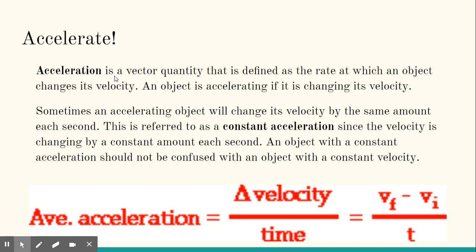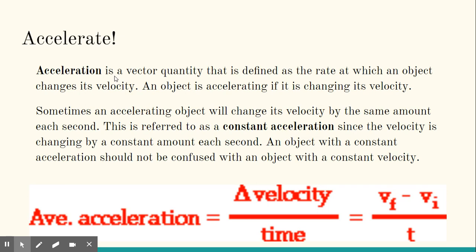Let's also talk about acceleration. This is also a vector quantity because it relates to whether you have a positive or negative change in your velocity. Anytime a velocity is changing, that is an acceleration. If it's the same amount of change in the velocity per second, that is a constant acceleration, since the velocity is changing constantly.